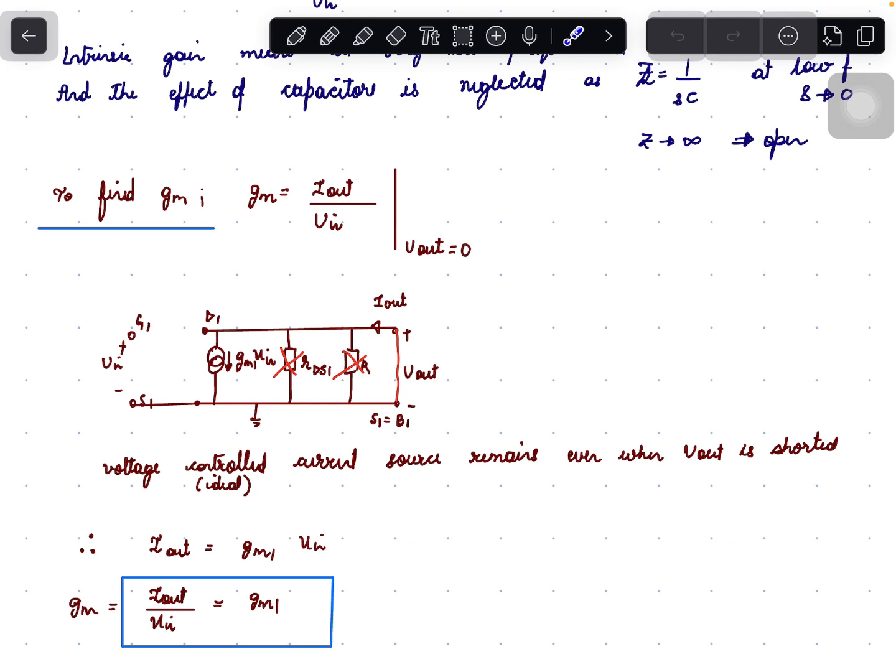Let us find gm. You know, gm is nothing but Iout by Vin when Vout equals 0. So in the small signal model, set Vout to 0, that is short Vout to ground. When Vout is shorted to ground, R and RDS1 get shorted. However, the voltage controlled current source remains, and its value is given by gm1 times Vin. So the Iout current is nothing but gm1 times Vin. Iout by Vin is nothing but gm1. So we get gm equal to gm1 here.